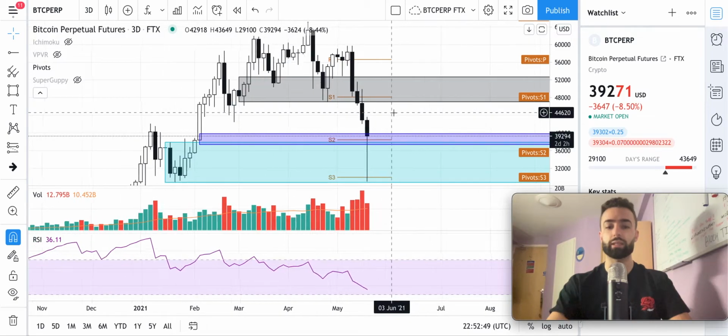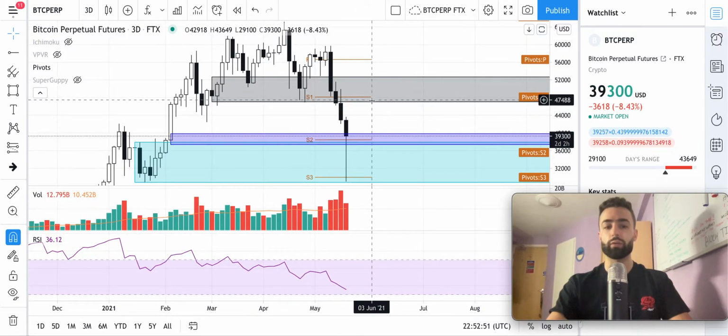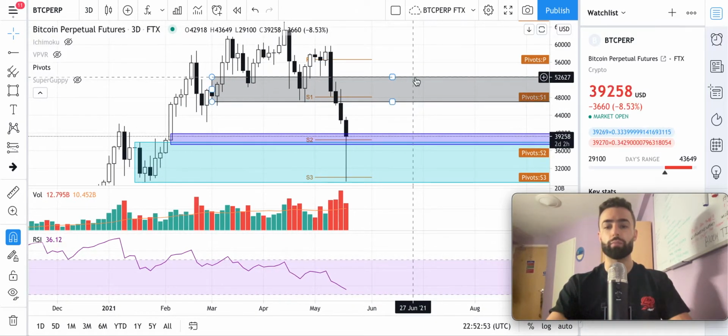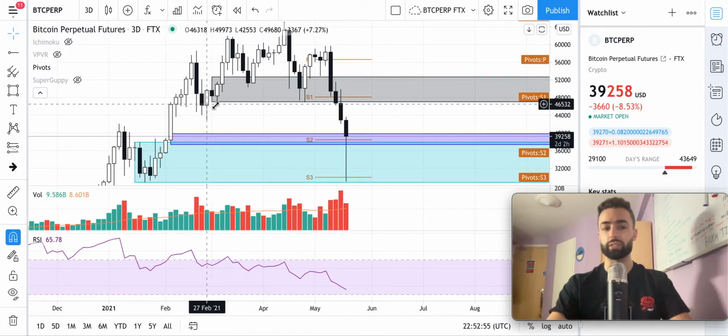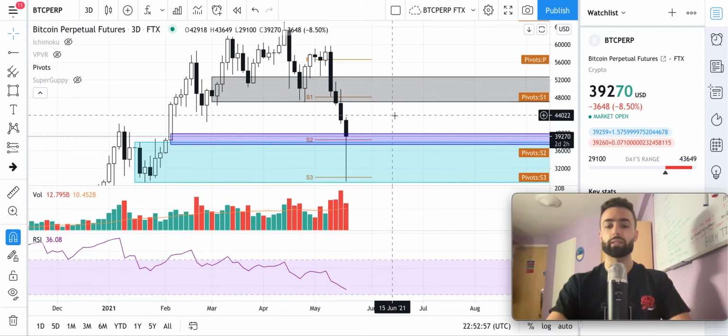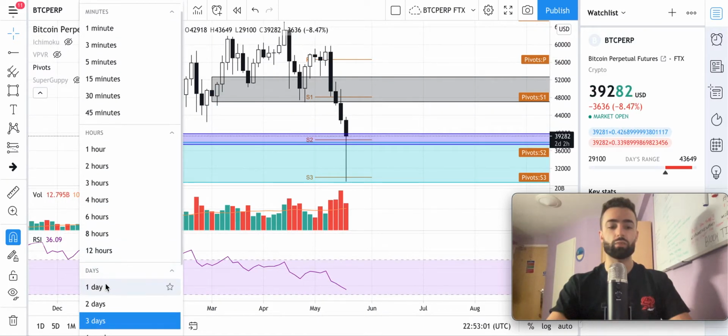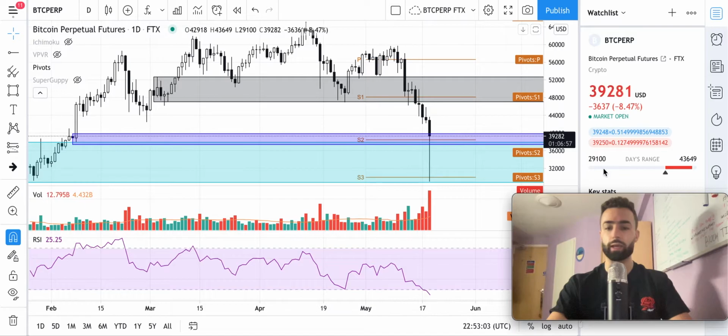If we come back into this level, this is where I will look to be going short with my stop loss above on the daily time frame. This is on the 3-day time frame. This is the daily trade that I'm going to look for, but let's look at lower time frames to see what the entries are there as well that I'm looking at.